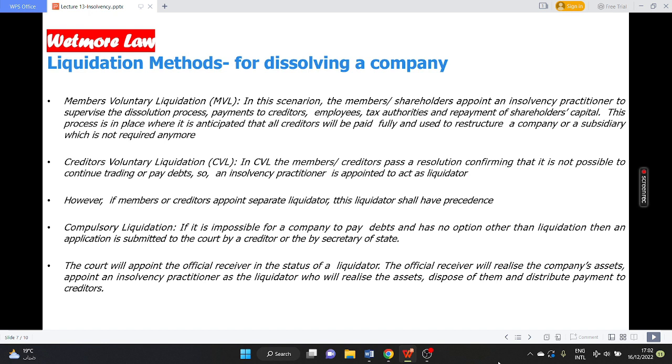Compulsory liquidation. If it is impossible for a company to pay debts and it has no option other than liquidation, then an application is submitted to the court by a creditor or by the Secretary of State of England and Wales of the UK. The court will appoint the official receiver in the status of a liquidator. The official receiver will realize the company's assets, appoint an insolvency practitioner as the liquidator, who will realize the assets, dispose of them, and distribute payments to creditors.